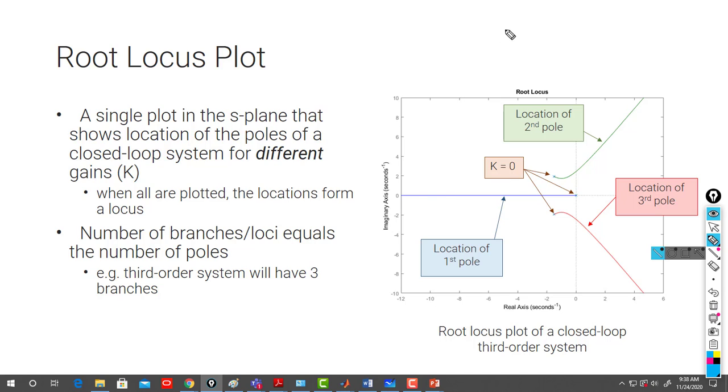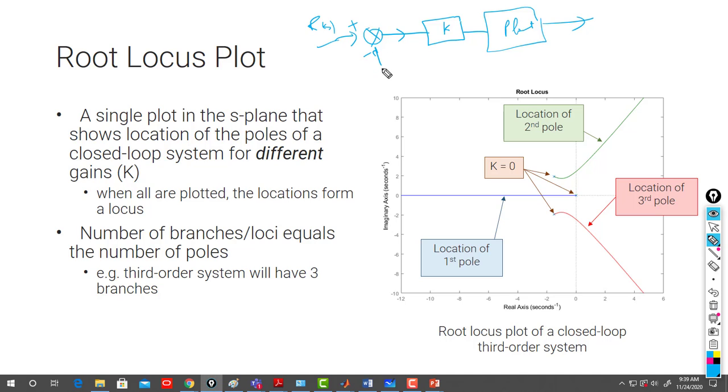So assuming this is your open loop plant, and here is k times that plant, and here is your closed loop, with r of s and y of s. Then you can find y over r, that's the closed loop transfer function. Now this plot is basically as you change the gain k from 0 to infinity, looking at the closed loop pole location, how they are moving.